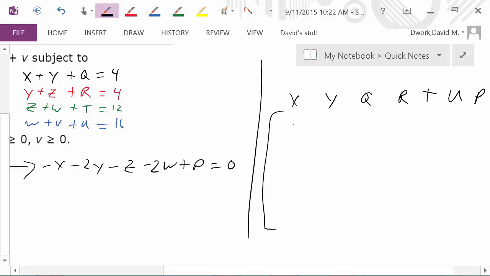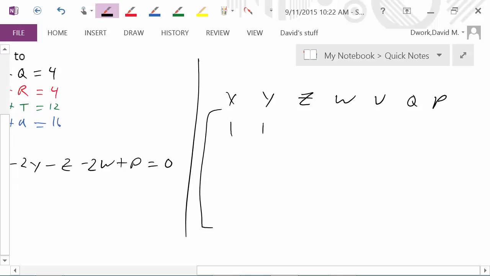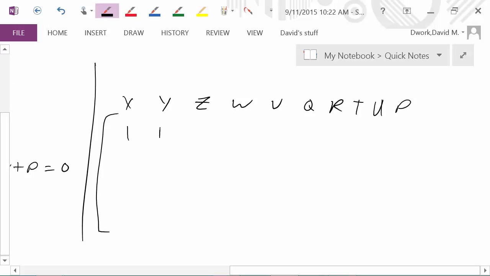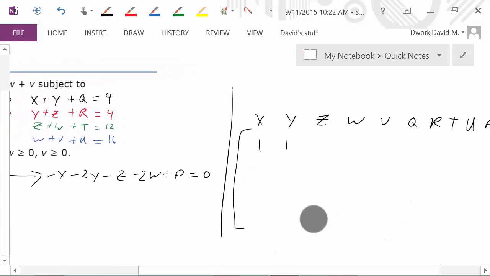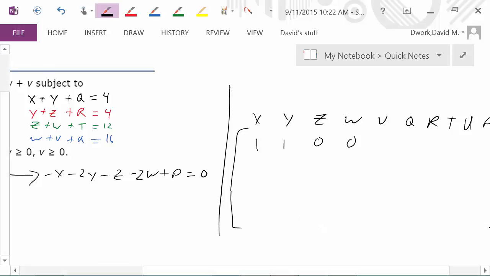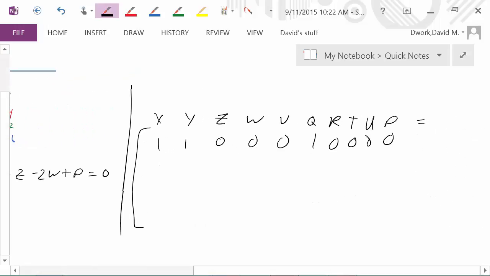Okay, my first equation would be 1, 1, 1. Oh, excuse me, I forgot my variables. X, Y, Z, W, V. Then here we go with our slacks: Q, R, T, U, P. Okay, so here we go. Now let's fill all this stuff in. So we're looking at 1, 1, 0, 0, 0, 1, 0, 0, 0, 0. Oops, and we forgot our equal sign. There we go.